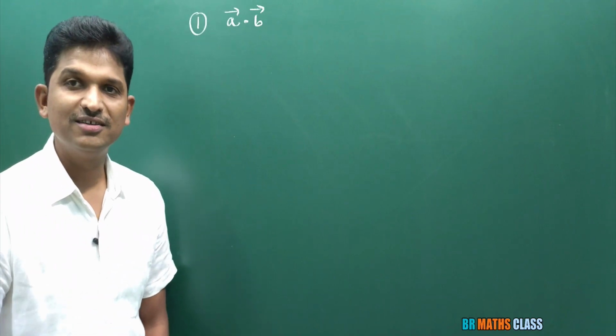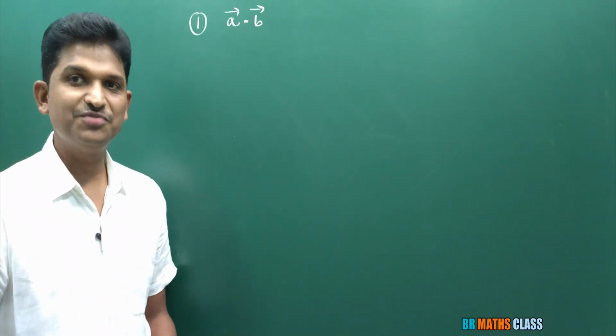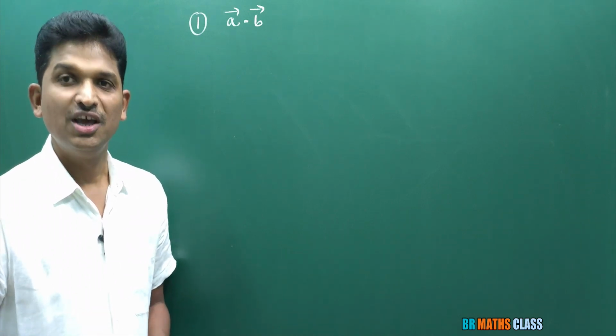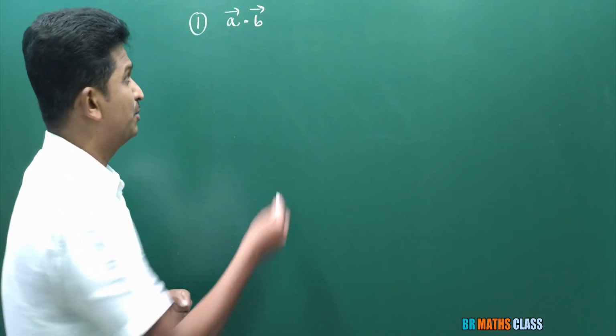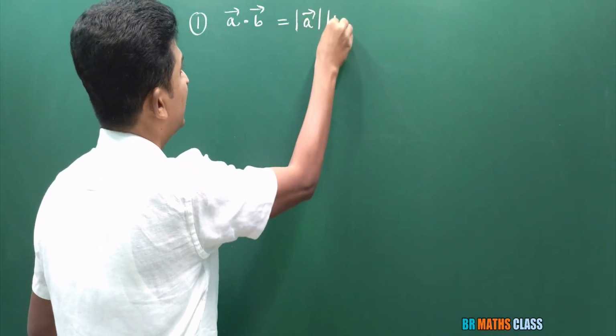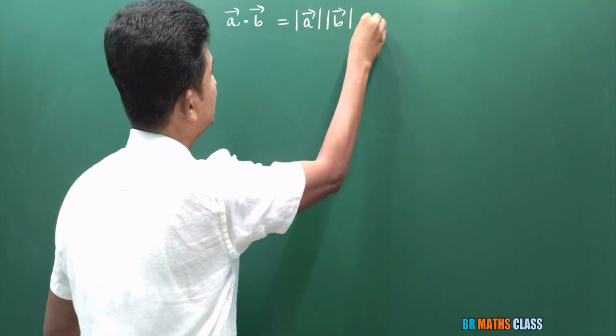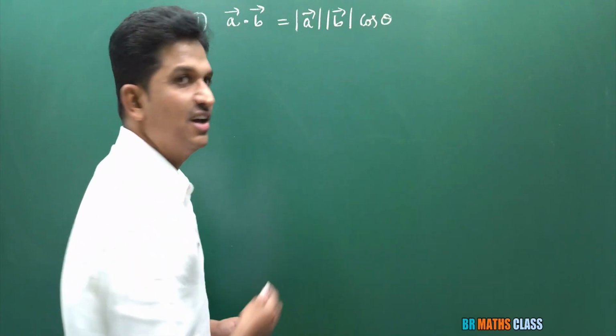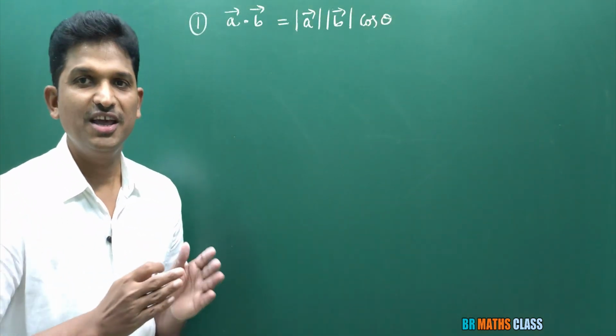First formula. What is the first formula? This formula we are getting from the definition only. What is a bar dot b bar? A bar dot b bar is defined as magnitude of a bar into magnitude of b bar into cos theta. Here theta is the angle between vectors a bar and b bar.